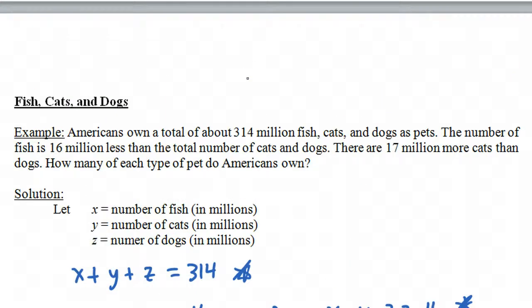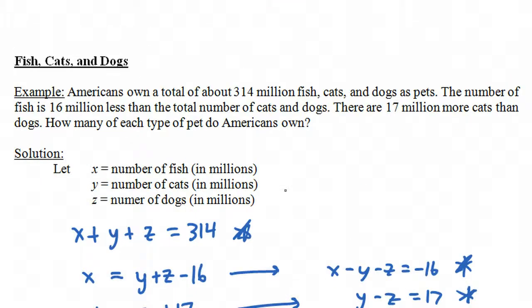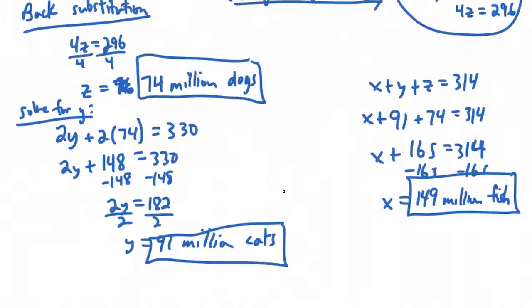And finally, we're told that there are 17 million more cats than dogs. And notice, there are 91 million cats and 74 million dogs. So yes, there are 17 million more cats than dogs. So we can check our answer and see if it all makes sense.